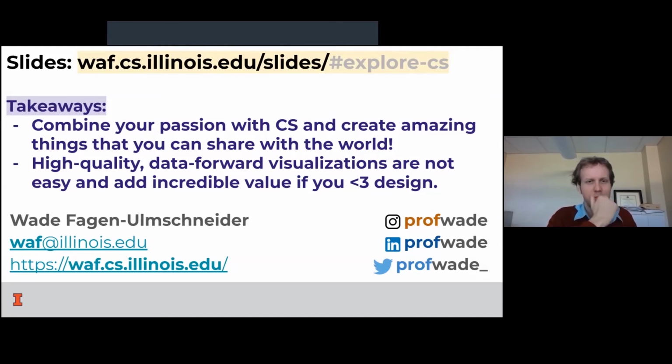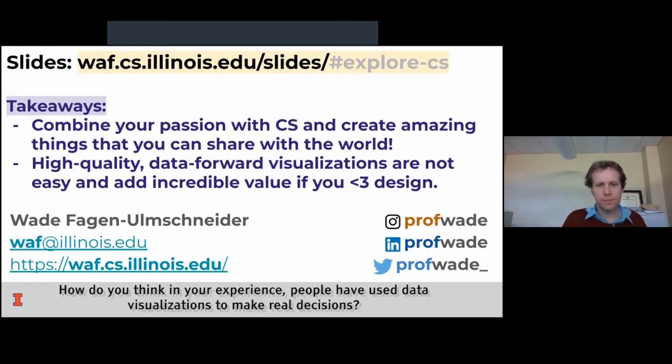I guess I had some questions too, specifically with the work that you've done with COVID and GPA. How do you think, in your experience, people have used those visualizations to make real decisions? So public policy decisions, or decisions students will make based on what classes they want to take. What experiences could you share about that?